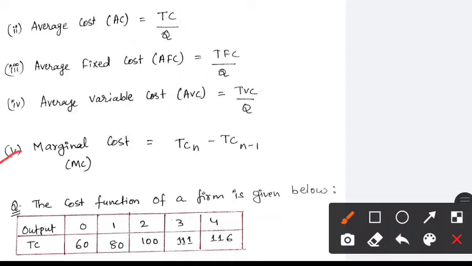And the last one, marginal cost. So what is the formula for marginal cost? Marginal cost is denoted by MC. So the formula is TCn minus TCn minus 1. To understand the concept, let us do one question.